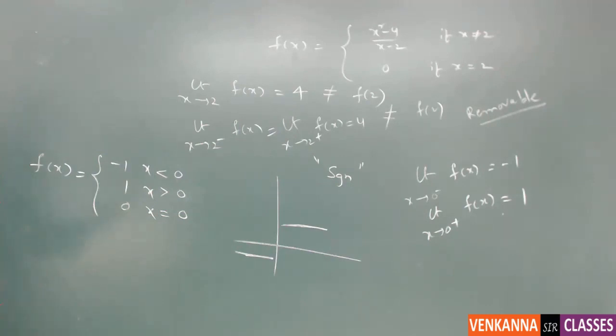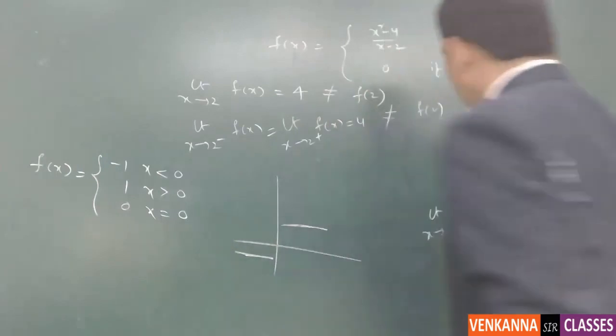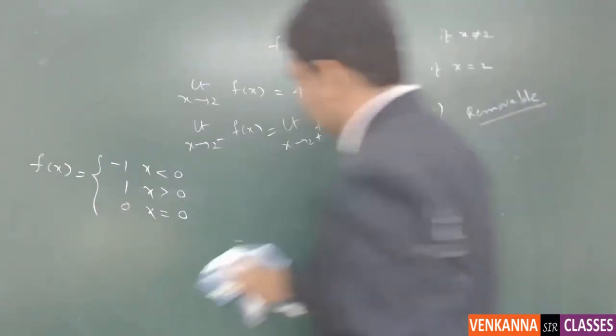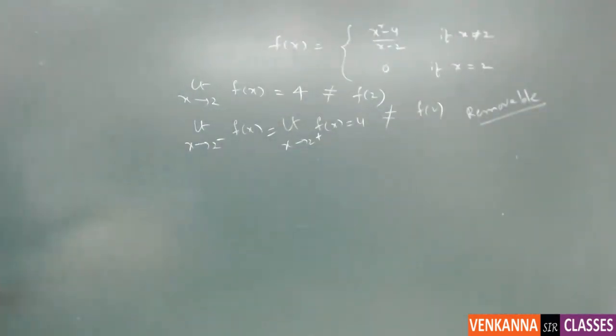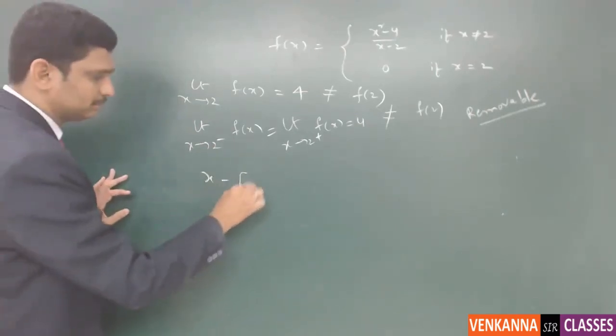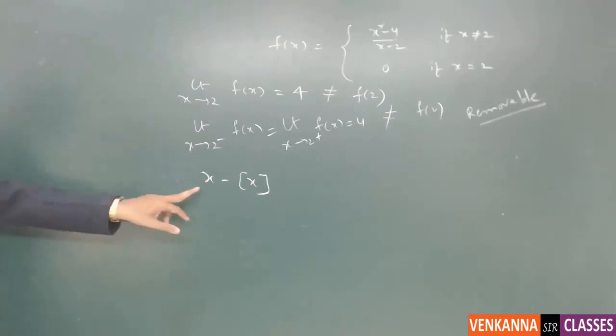One more simple example which is known to us, we can take. Because with a little thinking you can get the examples. There is no need to think much about the examples. So this function we know: x minus integer part of x. Everyone will know what is meant by integer part. Any queries?